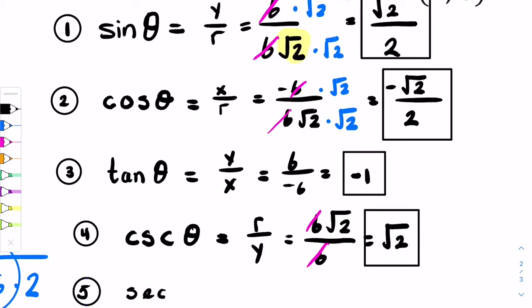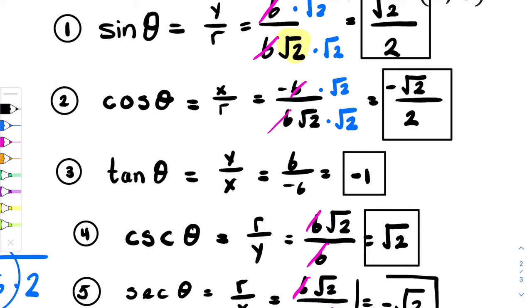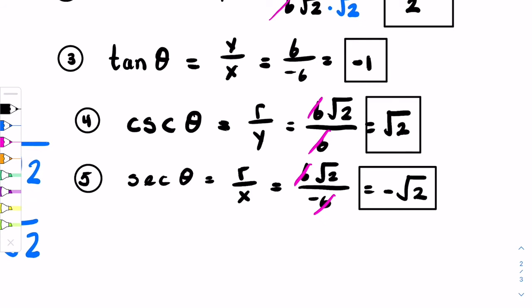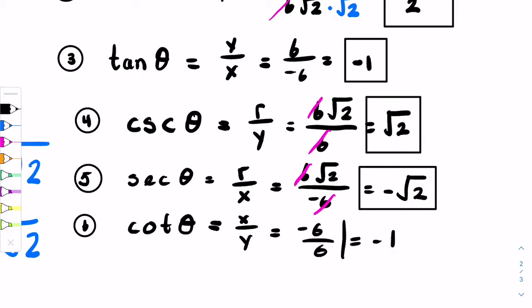Next we have secant of theta. Secant is r over x. 6 square root of 2 divided by negative 6. We're left with the square root of 2 divided by negative 1, which is just negative square root of 2. And lastly, you end up with cotangent, which is x over y, and that would be negative 6 divided by 6, which simplifies to negative 1.